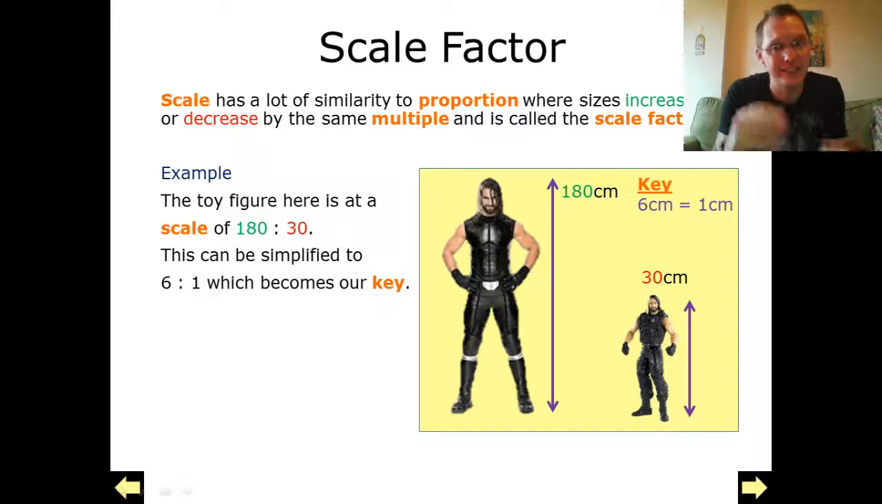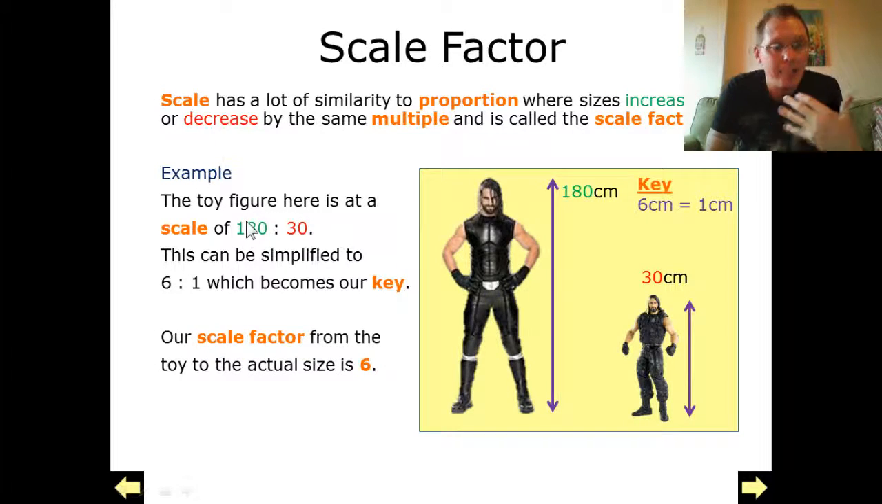Anytime that we're dealing with scale drawings, we could always do with a key just to let us know exactly how similar the objects are. Now we got 6 to 1 by dividing both of these two numbers by 30. Now our scale factor for this is 6.